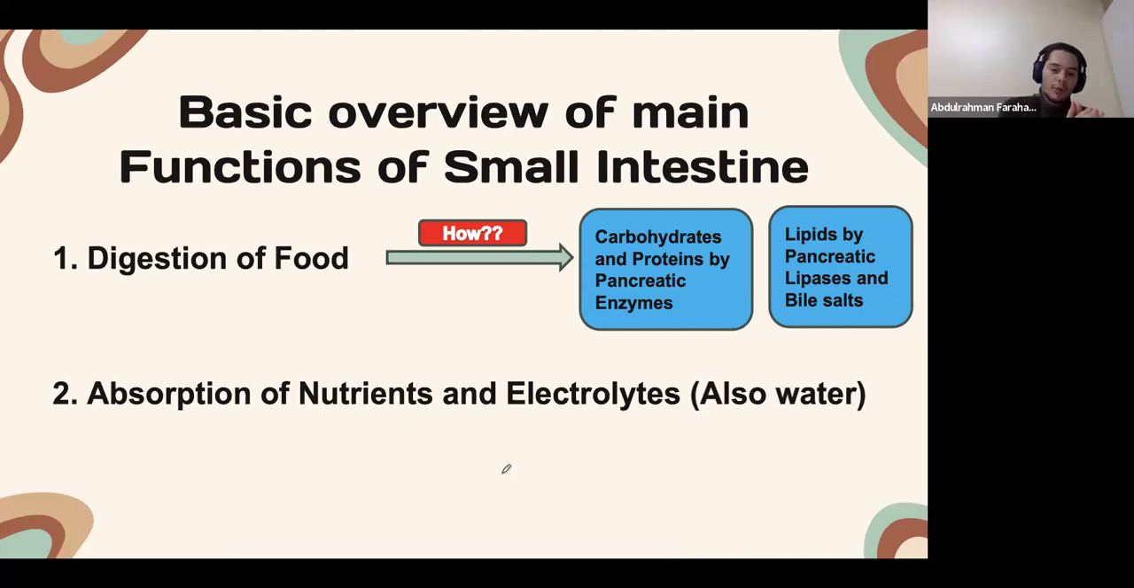So when we digest food, you might ask how. So we have carbohydrates and proteins, which would be digested through the pancreatic enzymes. You guys took the pancreatic secretions lecture, so I'm pretty sure you know the pancreatic enzymes. So could anybody give me an example of a pancreatic enzyme that would break down carbohydrates?